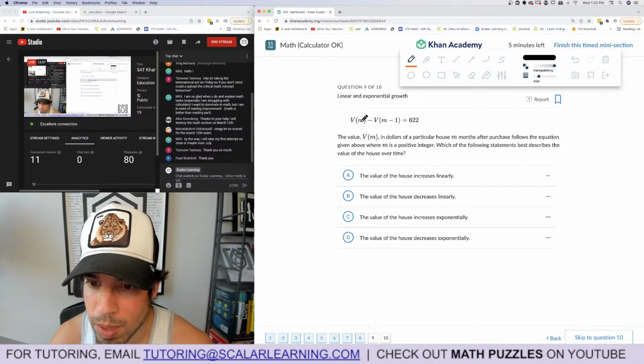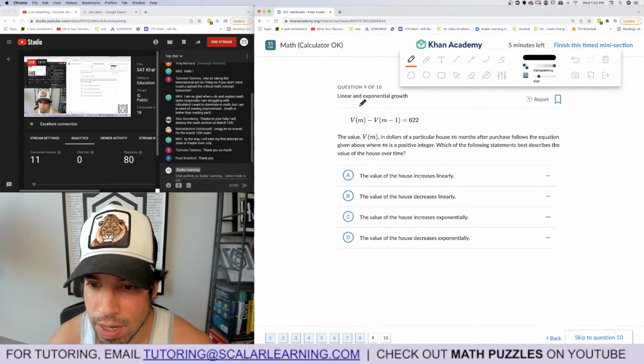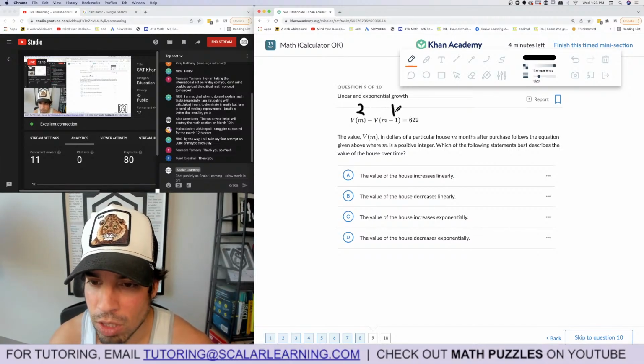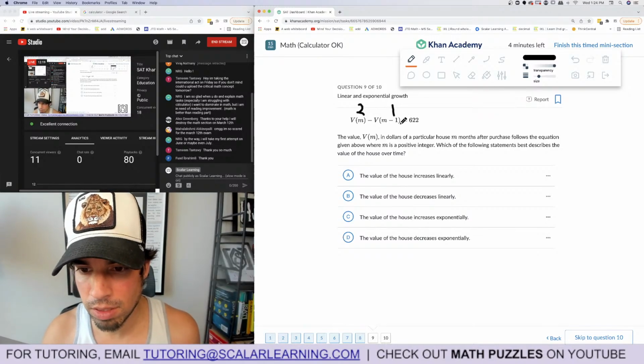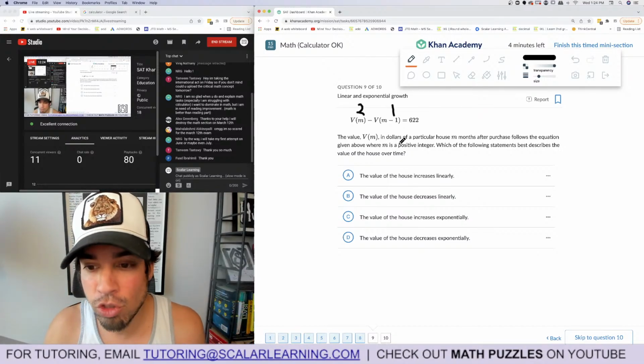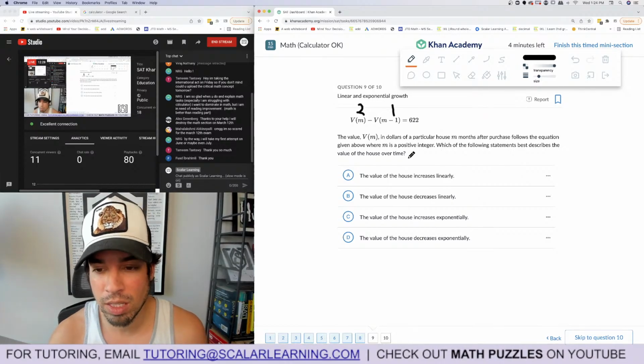So this is like 2 months. So what you do is, this is the value of a house, let's say in 2 months, and then this would be 1 month after purchase. So there's always a difference of 622, and I think it's dropping linearly. This is a weird question. I've never seen a question quite like this, so I'm trying to wrap my head around it.